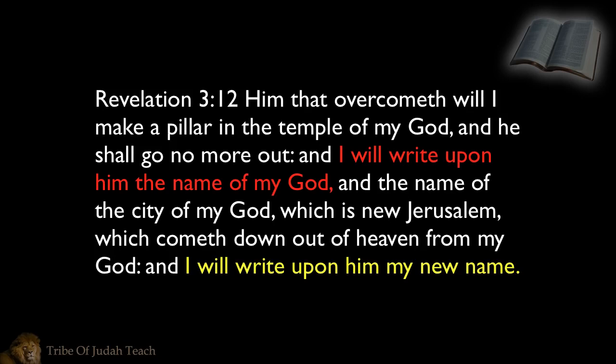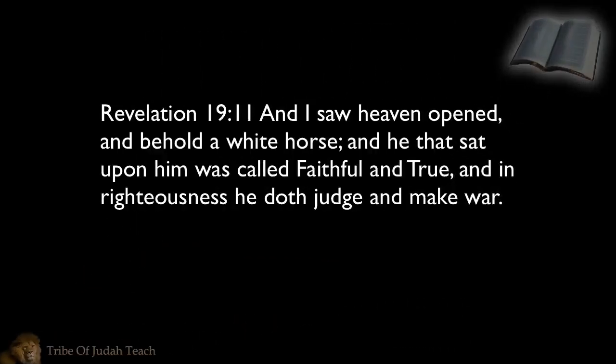But before we find out what this verse is actually talking about, I want to show you something, because Yahweh Shai only has one true name. Watch this. Revelation 19:11. It says, "And I saw heaven opened, and behold, a white horse, and he that sat upon him was called Faithful and True, and in righteousness he does judge and make war."